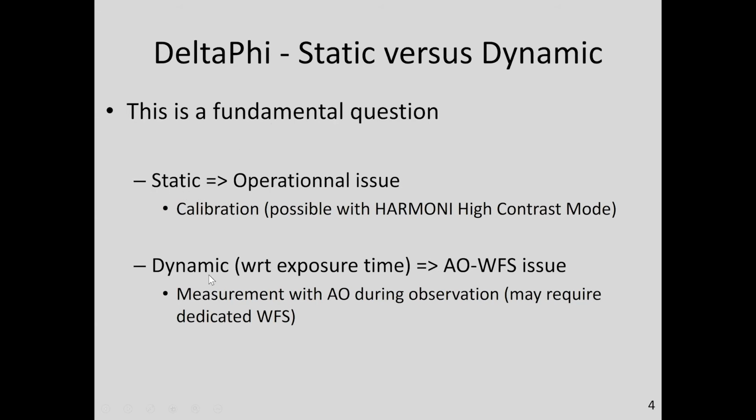So if these modes are static, then we can make a quick calibration with the high contrast mode in HARMONI, and then compensate for them, and then spend the night observing with a nicely compensated phase. If this mode becomes dynamic, and of course it will be dynamic, meaning it is evolving faster than the exposure time of the science, then it becomes an AO wavefront sensor issue. We need to measure and control them during the observation. That might eventually need a dedicated wavefront sensor, which we call a petalometer at this point.